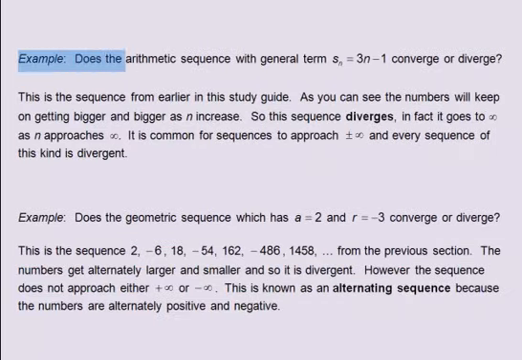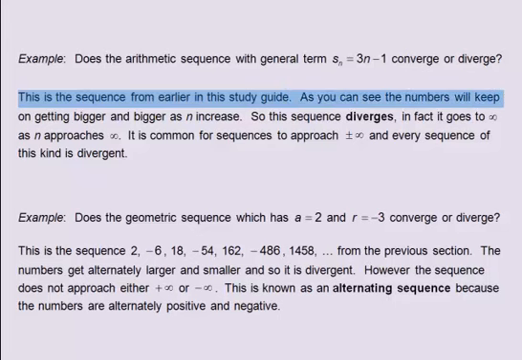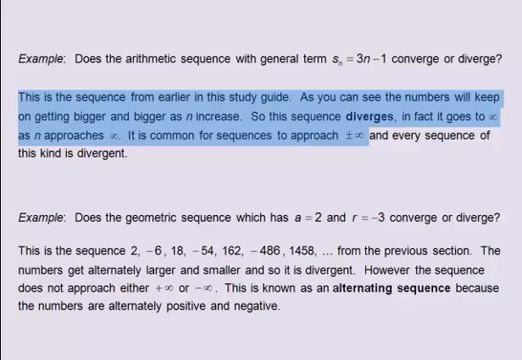Example. Does the arithmetic sequence with the general term Sn equals 3n minus 1 converge or diverge? This is the sequence from earlier in this guide. As you can see, the numbers will keep on getting bigger and bigger as n increases. So this sequence diverges. In fact, it goes to infinity as n approaches infinity. It is common for sequences to approach plus or minus infinity, and every sequence of this kind is divergent.